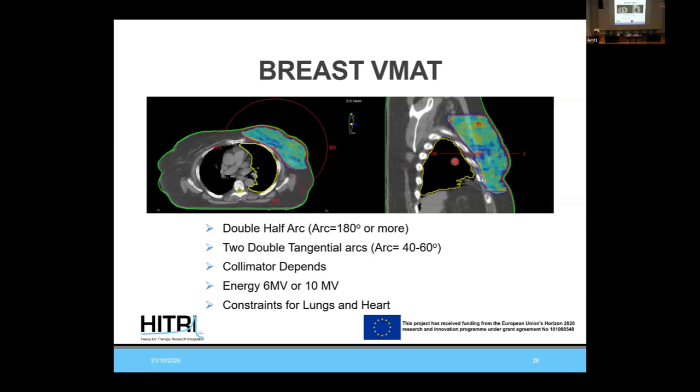Here, as you can see, there is more uniformity here compared to the other 3D conformal and the IMRT.